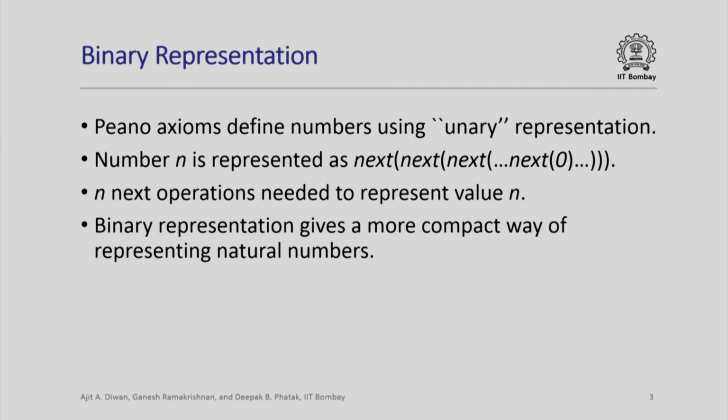So, let us look at binary representation for numbers. We have seen one way of defining numbers using Peano axioms. This can be thought of as using a unary representation. To define the number n, we represent it as next of next of next of next of 0, where we have to apply the next operation n times to get the value n, starting from 0. On the other hand, binary representation gives a more compact way of representing numbers. The same number can be obtained by using much fewer operations than the n next operations that are needed.